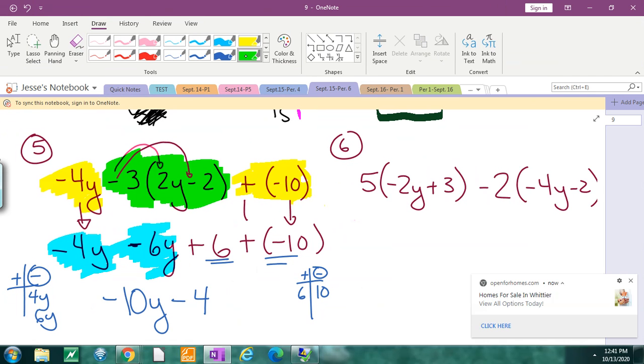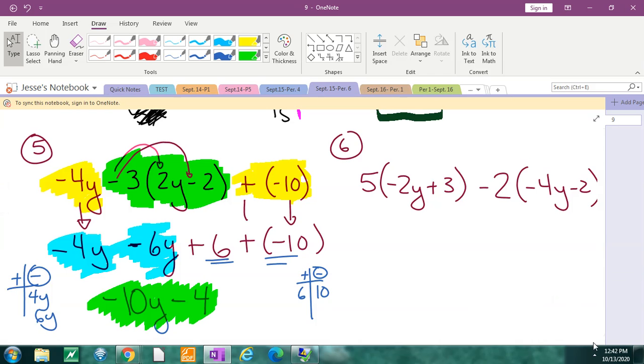Come on. So do I combine these? No, leave it alone. There's your answer. There you go. All one happy family. -10y minus 4. So far, so good?